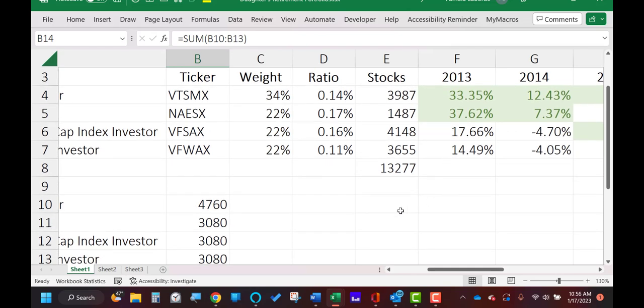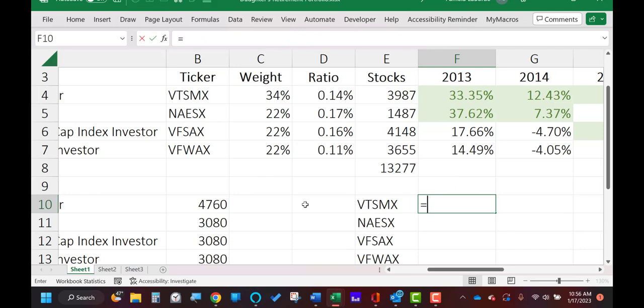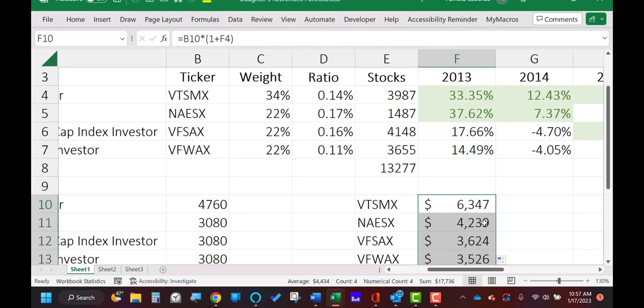So what I'm going to do, she started out with $47.60 in VTSMX. And what I'm going to do is multiply it by 1 plus the return that VTSMX earned during 2013. So it earned about 33%, which is not bad at all. So at the beginning of 2013, we put $47.60 in it. By the end of 2013, that was worth $63.07. Now I can just copy this down. My formula will adjust automatically.